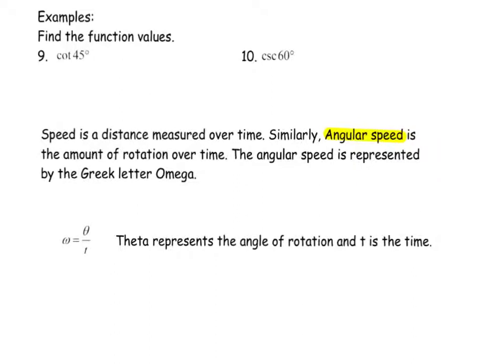So we are going to continue from yesterday's lesson, or actually finish yesterday's lesson. We need to find a function value of cotangent 45. So I can say here is my 45, 45, 90 triangle. And if these two sides are 1 and 1, and this is square root 2, cotangent 45 is going to be 1 over 1, or just 1.